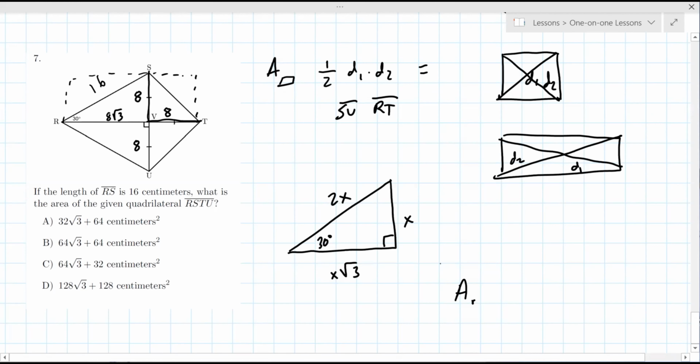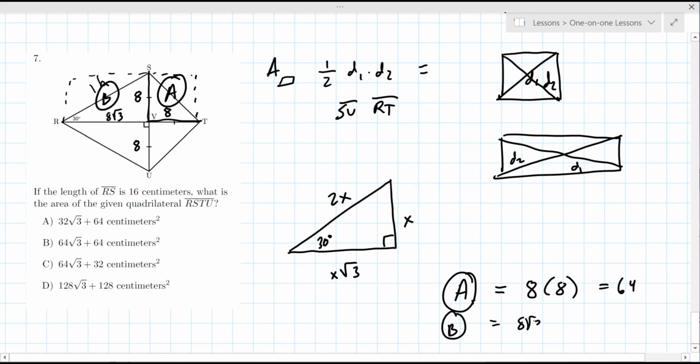So let's call this one big A and this big B. The area of A is 8 times 8, which is 64. What's the area of B? Well, its base is 8 square root 3. And what is its height? 8 as well. That's 64 square root 3. So which of these is correct over here? B.